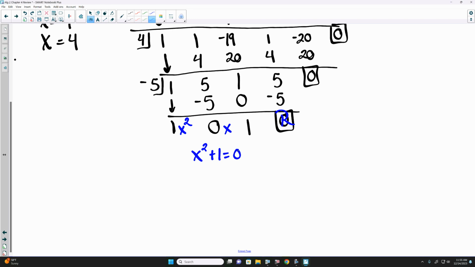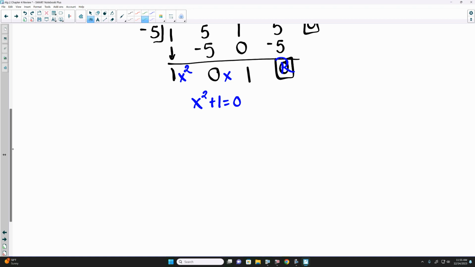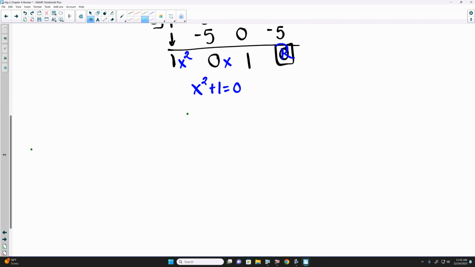So what we have left is that x squared plus 1 is equal to 0. If you don't have a middle term, we can solve by the square root method. We're going to get x squared by itself first, so we would subtract 1 from both sides, telling us x squared is negative 1. At this point here, we can take the square root of both sides, telling us x is equal to plus or minus the square root of negative 1.